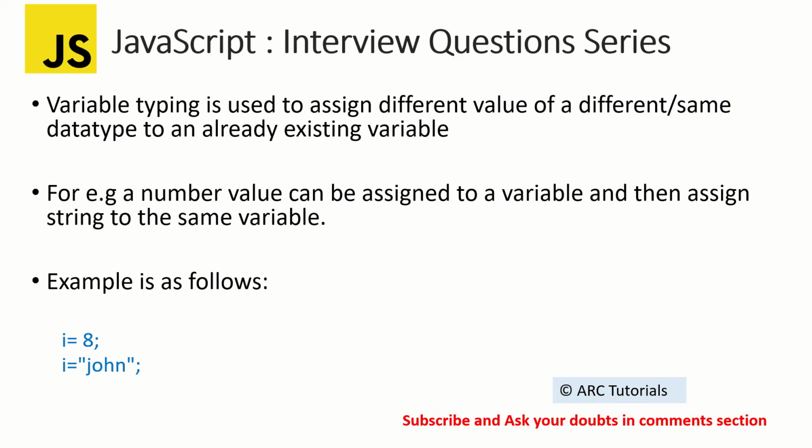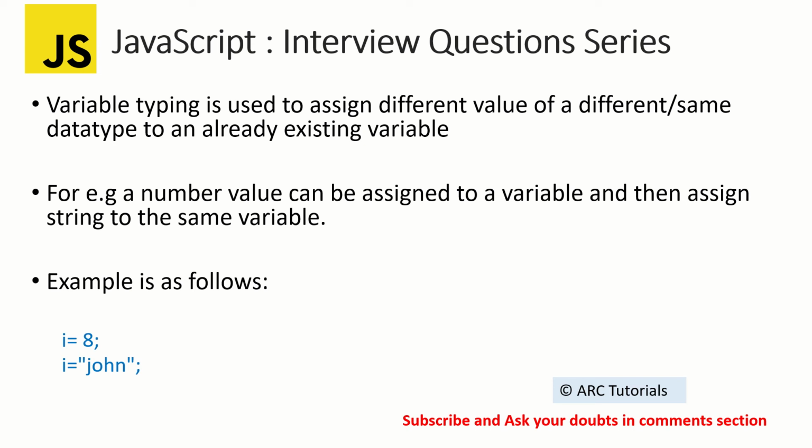Variable typing means that you can assign a different value of a different or the same data type to an already existing variable. In simple terms, if you already have an existing variable of a certain data type, in JavaScript we don't write data types, but we identify by the value. So if I say i is equal to 10, it is a number, an integer. Similarly, the same variable can now be given a string value, which is still fine. And that's exactly what is called variable typing in JavaScript.